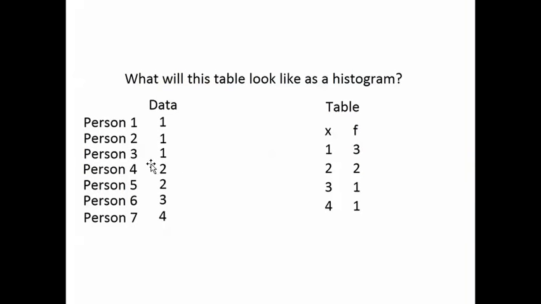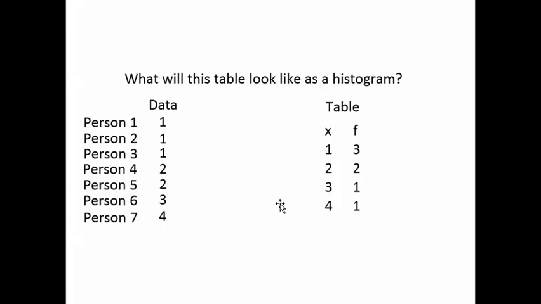Here's another data set, and here's the table that summarizes the data set. And once again, we'll change this table into a histogram. We can see that this table is showing that we have 3 1s, 2 2s, 1 3, and 1 4 in the data set. So 1 appears 3 times, it has the largest frequency. 2 only appears 2 times, so it has a lower frequency. And 3 and 4 have the lowest frequencies because they only appear 1 time. So as the numbers are getting larger, the frequencies are getting smaller.